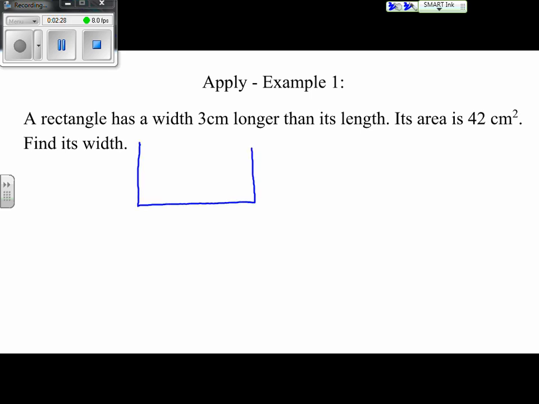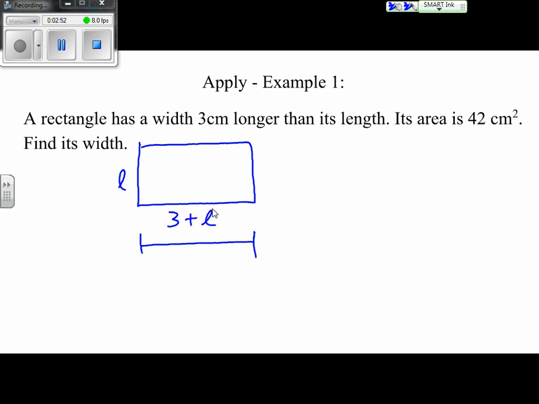So we have a rectangle. Then we know that its width is 3 centimeters longer than its length. So length is really what we're sort of in terms of. We have a length and we have a longer part, and that's known as the width. So I'm going to let the width be from here to here. So if this is then the shorter part, I can call that its length, and then its width is 3 centimeters more than its length.